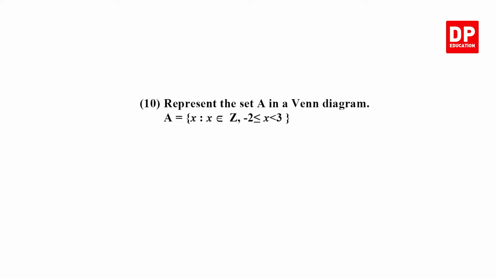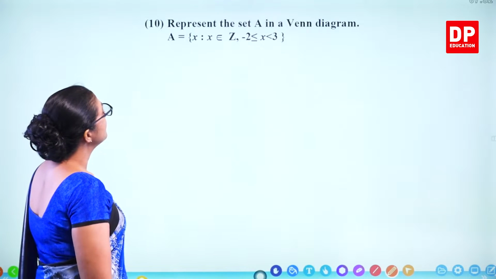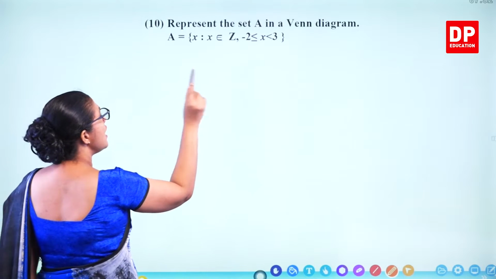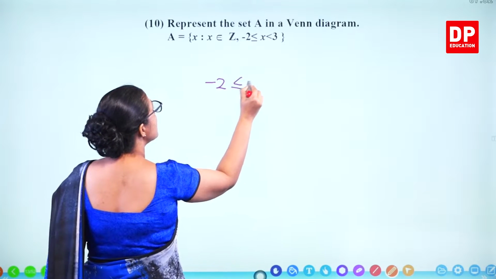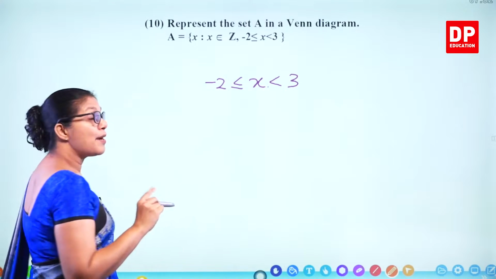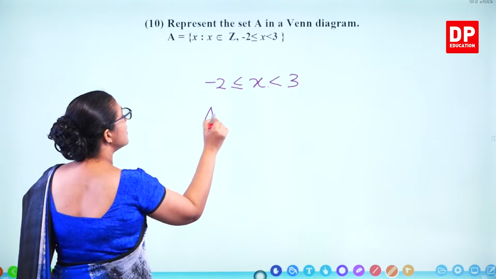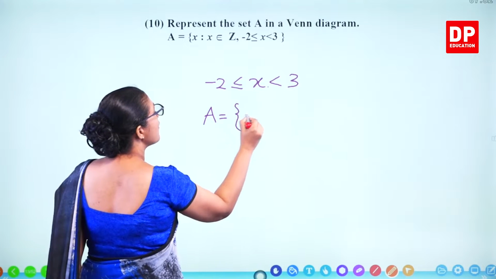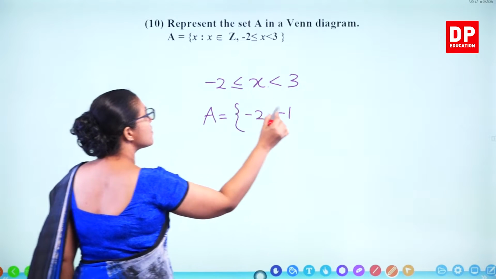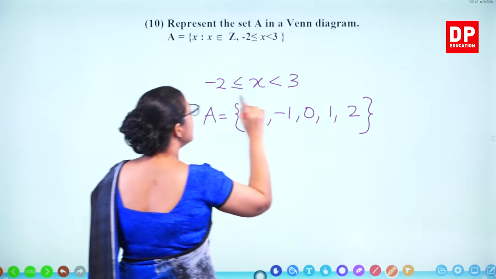Question number 10. Represent the set A in a Venn diagram. Here x means integers. x is an integer in between -2 and 3, but 3 is not included and -2 is included. So when you take the elements, you can write -2, -1, 0, 1, 2. Those are the elements.